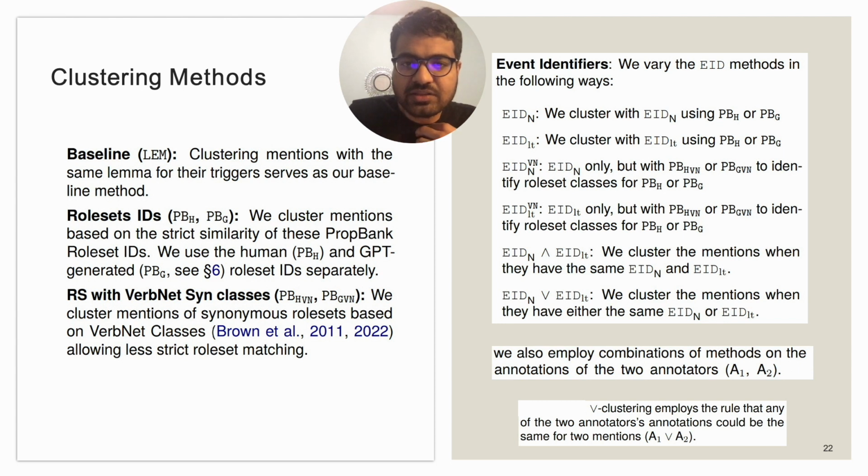The combination methods include EIDN and EIDLT, where every argument needs to be the same to cluster events, and also EIDN or EIDLT, where either the EIDN or EIDLT between the two mentions needs to be the same for coreference. Since we have annotations from two annotators, we also employ a combination method of identifiers A1 or A2, which is to be interpreted as clustering mentions if either A1 or A2 recognizes it to be the same between two mentions.